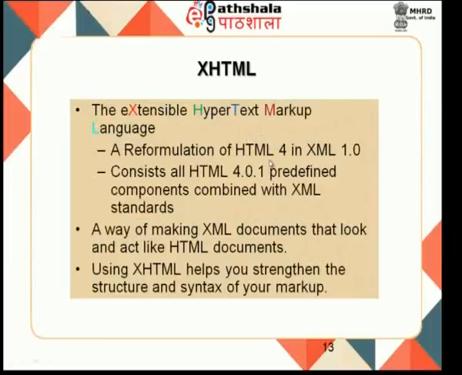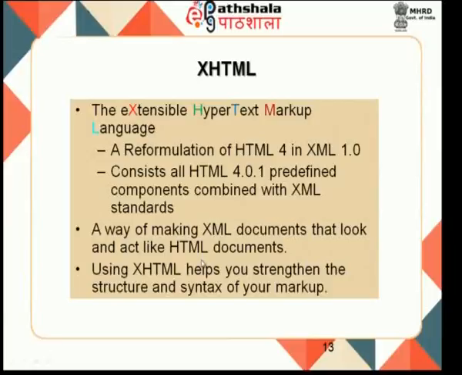And what is XHTML? It is the extensible hypertext markup language, and it is a reformulation of HTML4. As we have seen in the history, after HTML4 we get into XHTML. It is a way of making XML documents that look and act like HTML documents. Once we get the flavor of XML, we try to put that flavor into HTML. XML has several strict rules. All these strict rules have been implemented in HTML and we call it XHTML. This helps us strengthen the structure and the syntax of our markup language.